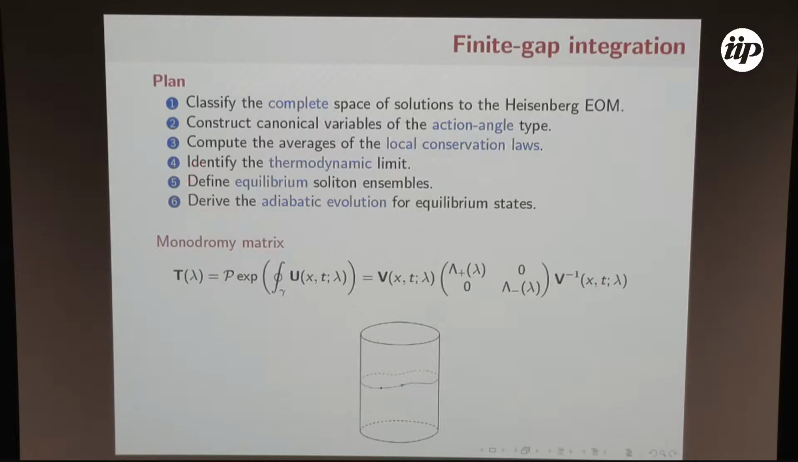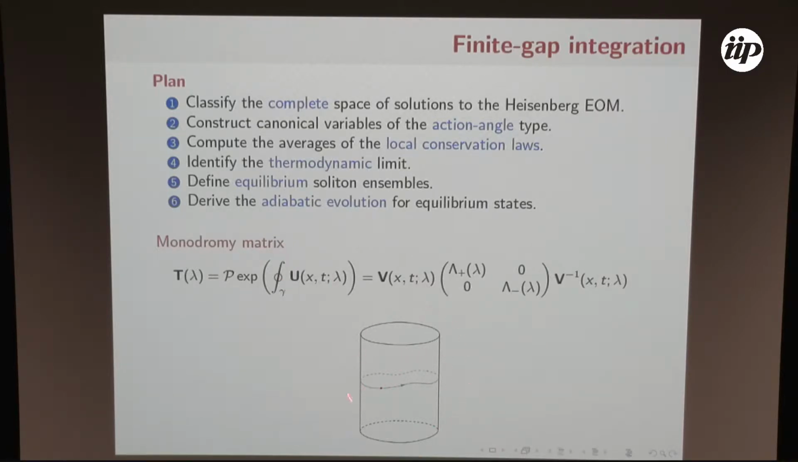And once all of this is accomplished, then the last step will be to find the equation of motion for the adiabatic evolution of such equilibrium states. And this will be the hydrodynamic equation that I would like to obtain today. So how it works, basically, the connection which I just gave you on the previous slide, you take the connection and you integrate it.